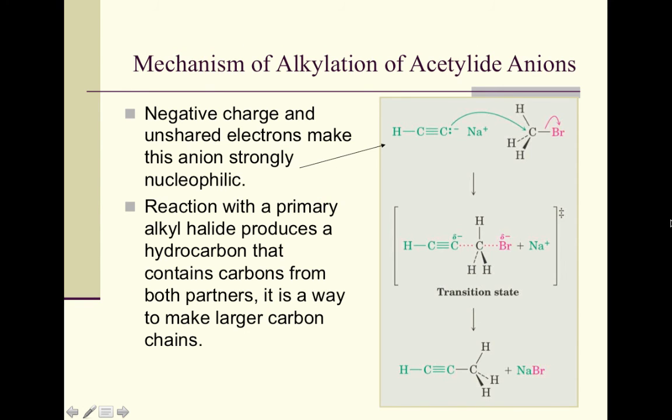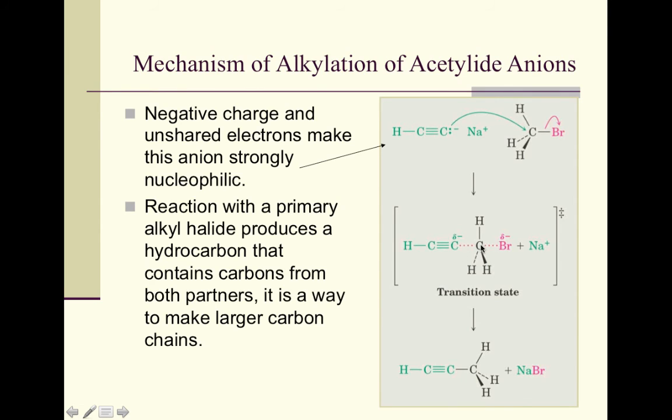The mechanism, how does this work? Well, the negative charge and unshared electrons make this anion strongly nucleophilic. So my nucleophile is going to attack my electrophile, and the pair of electrons between carbon and bromine are actually going to go to this bromine. But we make this transition state.